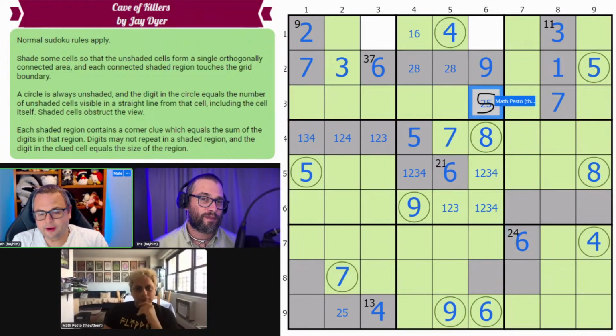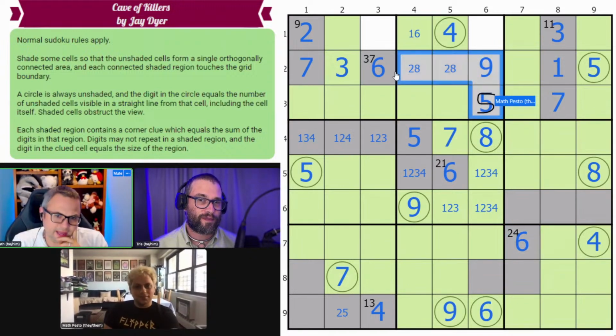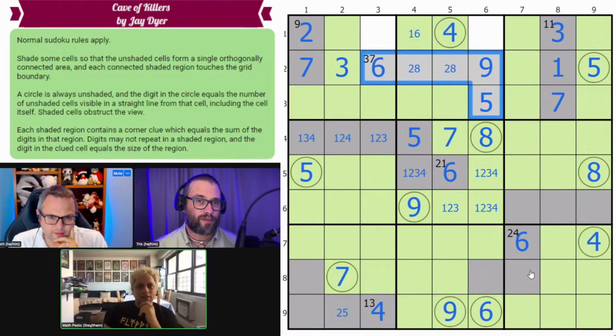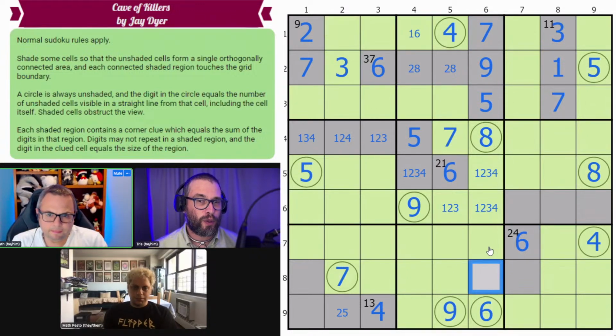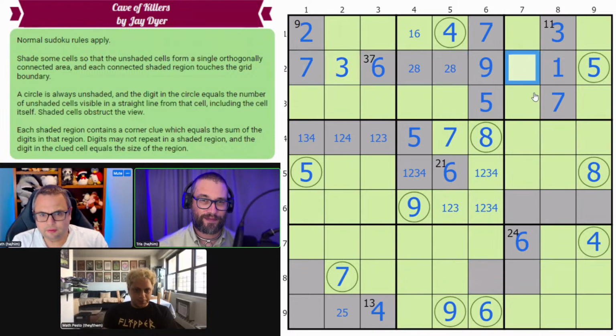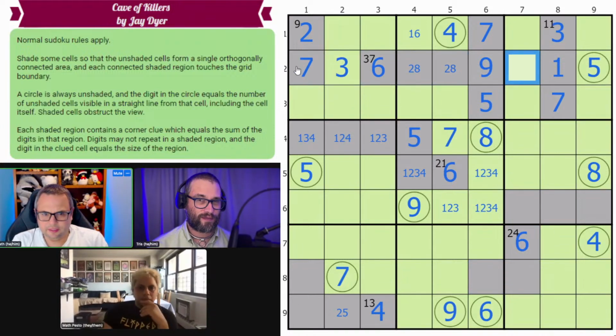Oh, that 2-8 pair has made that a 5. And the last digit I'm looking for in this cage is what? 7. Okay, so the 7 is there now. So that is 7, and that is green. Woohoo! So this is something. 4? We're gonna say 4.